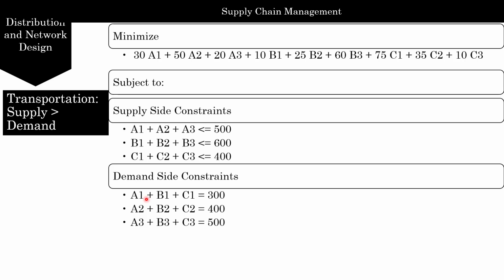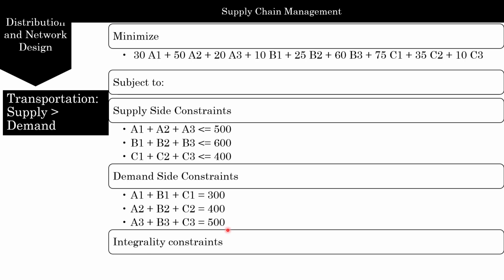Demand side is A1, B1, C1. So everything that's going into 1 is equal to 300. A2, B2, C2 is equal to 400. And A3 plus B3 plus C3, everything that's going into 3, is 500. And here you have to put equal to, because we have to meet this demand completely, and we can meet it. And then finally, we have to say that A1 to C3, all of them are greater than or equal to 0.